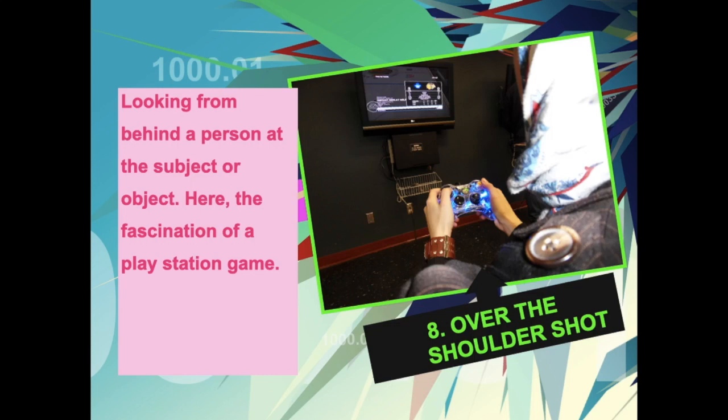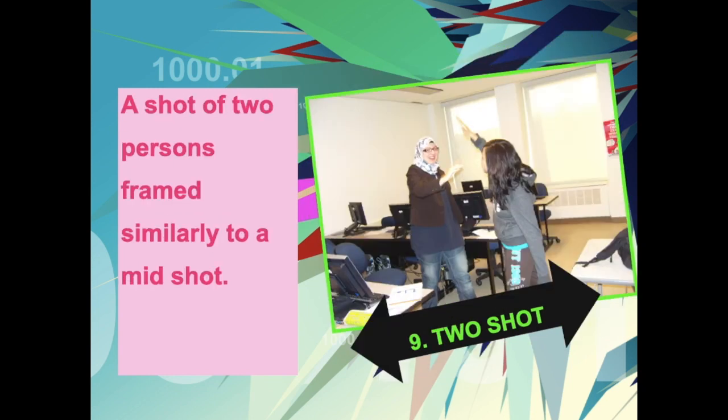To help us tell the story, we can utilize an over-the-shoulder shot. This is when you're looking from behind a person at the subject or object that the person is looking at. Here is an example of this when the person is playing a PlayStation game. The person taking the picture is viewing over their shoulder, acting as if they are looking over the shoulder of the subject. In addition is the two shot, a shot of two persons framed similarly to a mid shot.